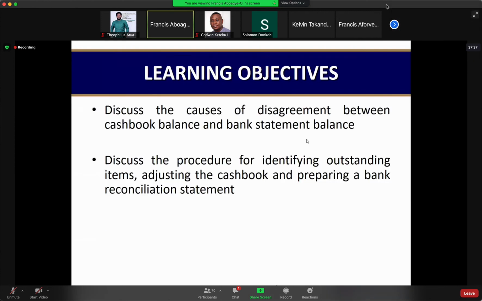And these are the learning objectives. First, we'll have to look at the causes of the disagreements between the cash book balance and the bank statement balance. I've already explained that rarely will you find the cash book balance agreeing with the bank statement balance. So when you receive your statement, there could be a disagreement between the balance on the bank statement and the balance in the cash book.